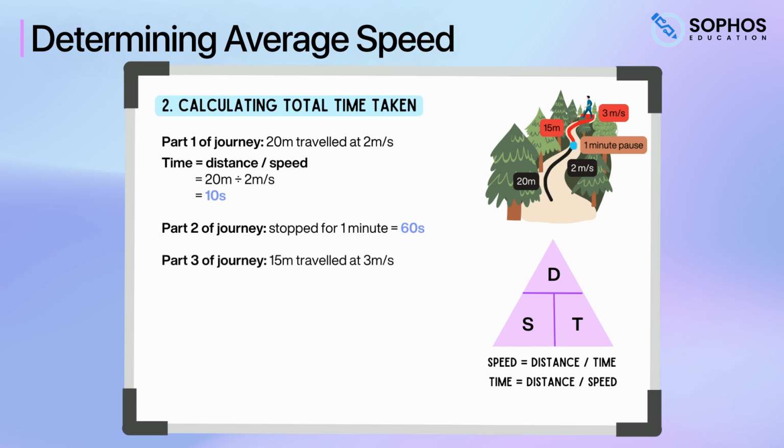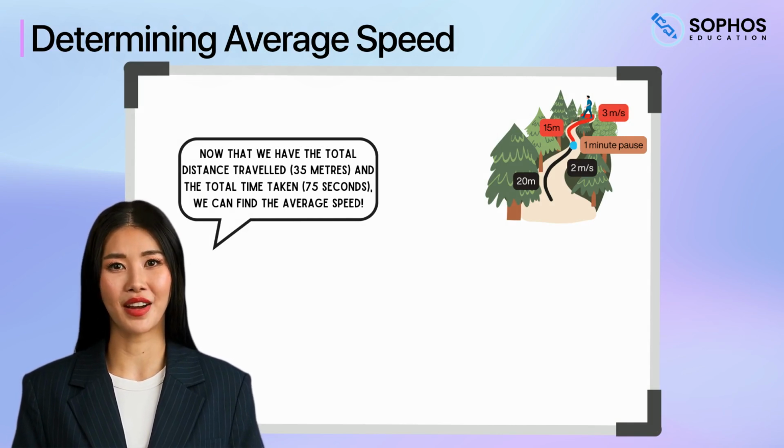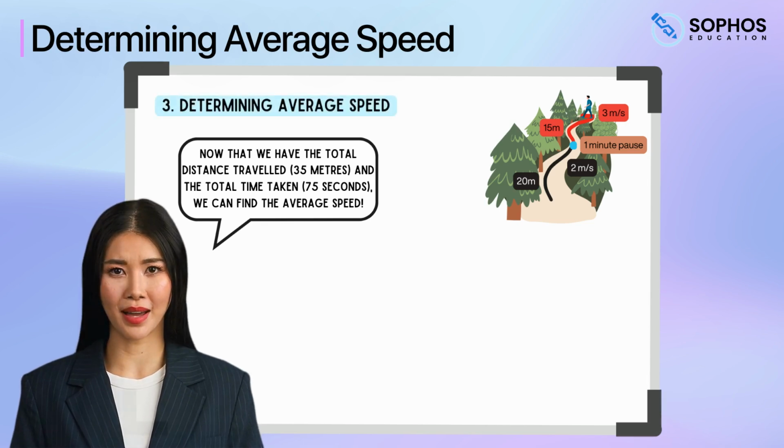For part 3, finally, you walked 15 meters at a speed of 3 meters per second. Again, using the formula, time equals distance over speed. Time equals 15 meters over 3 meters per second equals 5 seconds. Therefore, the total time taken for the journey is total time equals 10 seconds plus 60 seconds plus 5 seconds, which equals 75 seconds. Now that we have the total distance traveled, 35 meters, and the total time taken, 75 seconds, we can find the average speed.